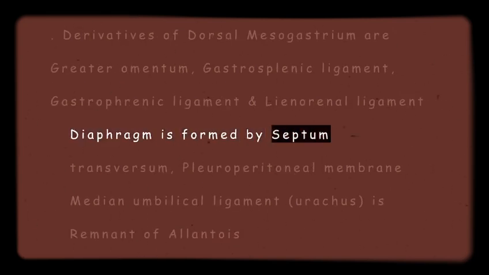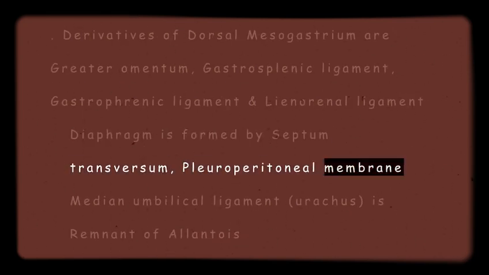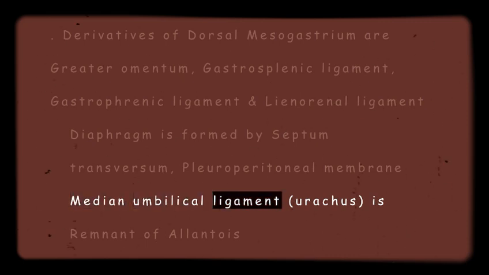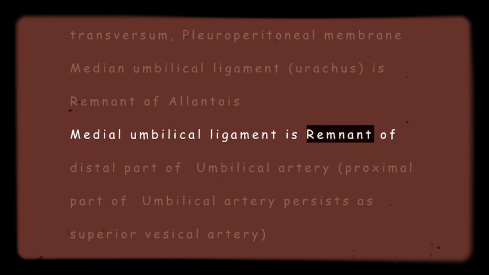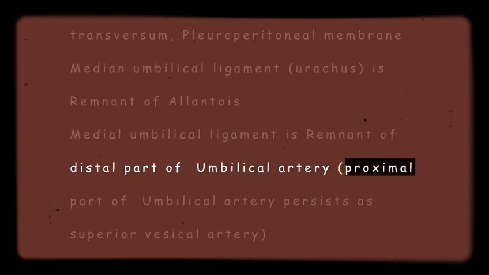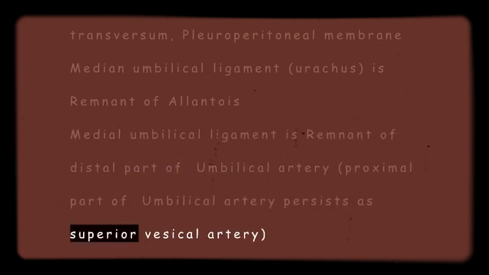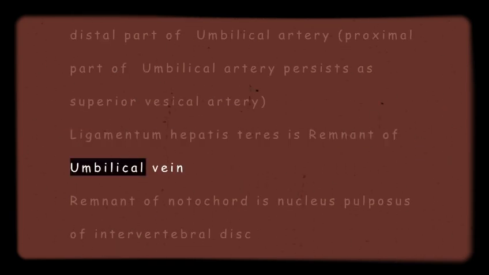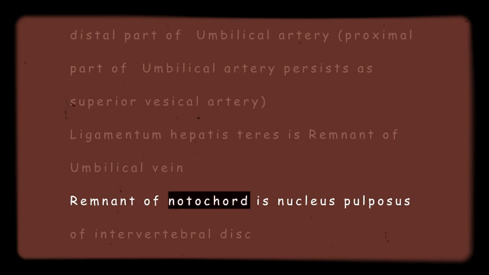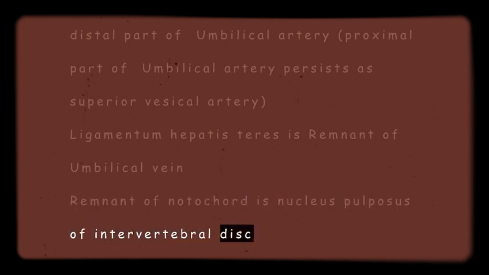Diaphragm is formed by septum transversum, pleuroperitoneal membrane. Median umbilical ligament, urachus, is remnant of allantois. Medial umbilical ligament is remnant of distal part of umbilical artery, proximal part of umbilical artery persists as superior vesical artery. Ligamentum teres hepatis is remnant of umbilical vein. Remnant of notochord is nucleus pulposus of intervertebral disc.